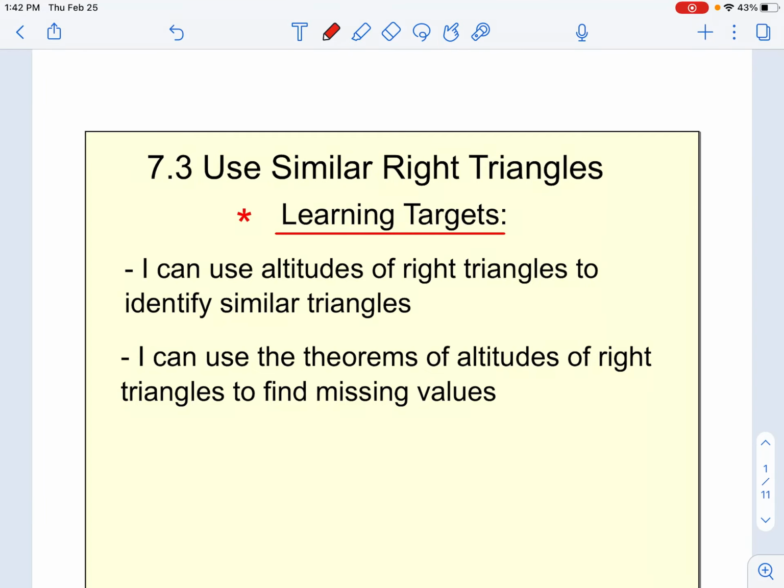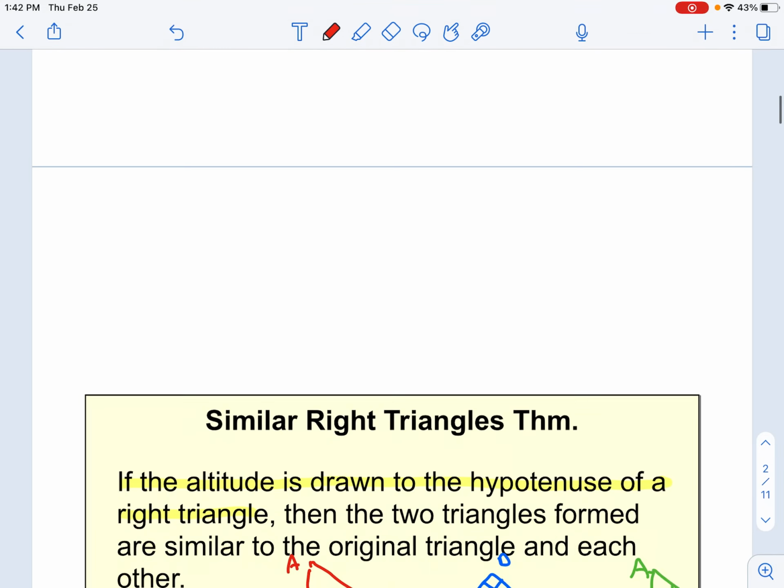6.7.3, we are going to look at similar right triangles and their altitudes to identify similar triangles that are formed, and then use theorems of those altitudes in those right triangles and those similar right triangles to find missing values.